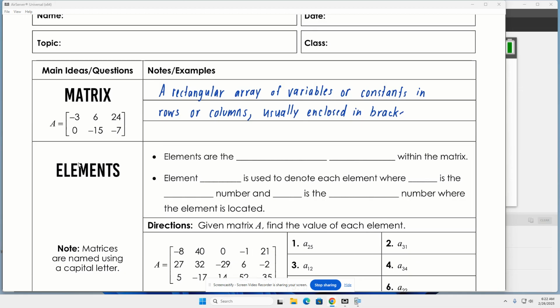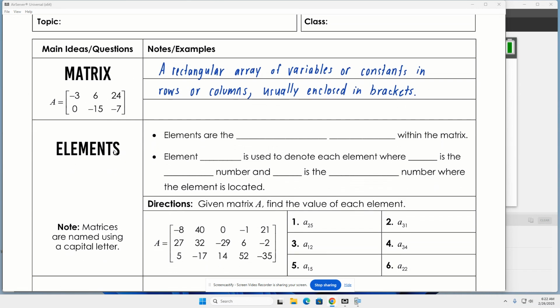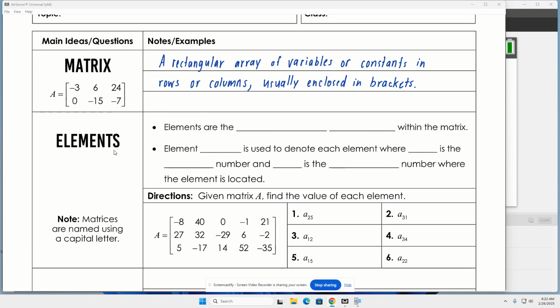As you can see, that's exactly what we have over to the left. Okay, we got some rows and we got some columns of constants, numbers that have no variables, and they're enclosed here, as you can see, in these brackets. Now, the elements are the individual values within the matrix. Okay, so when I talk about the elements of a matrix, I'm talking about -3. That is an element of this matrix.